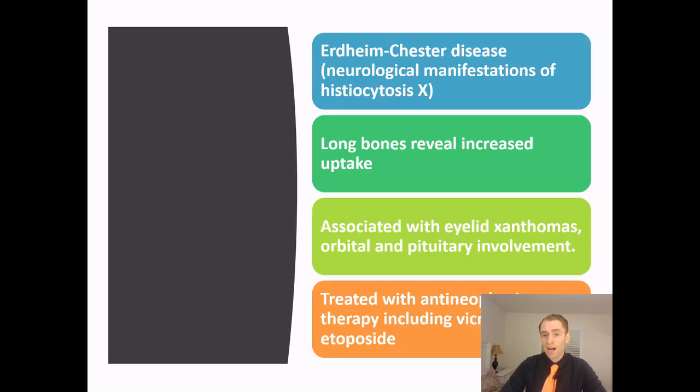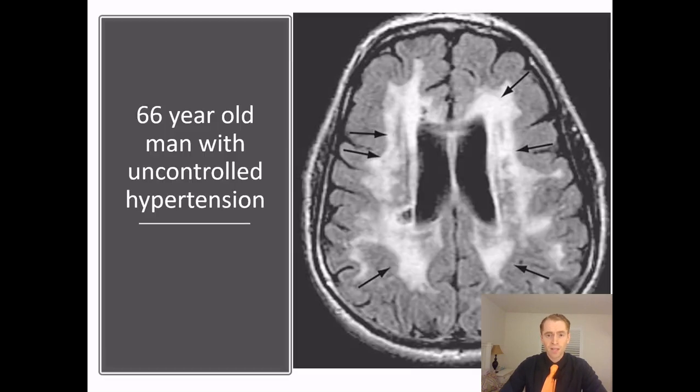This is Erdheim-Chester disease. This patient had neurological manifestations of a cancer known as histiocytosis X. Erdheim-Chester disease actually refers to the abnormal invasion of the long bones by the cancer. And it's associated with other changes like fatty deposits within the eyelids, sometimes with orbital and pituitary involvement, and it's treated with anti-cancer therapy.